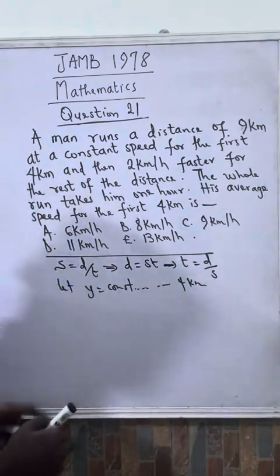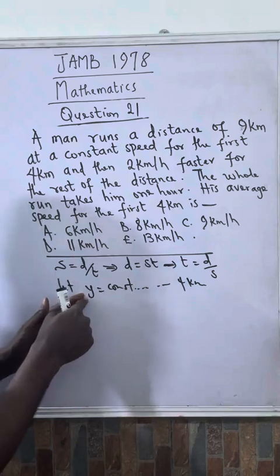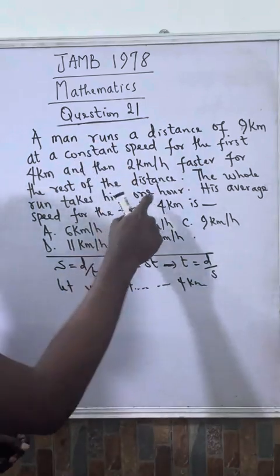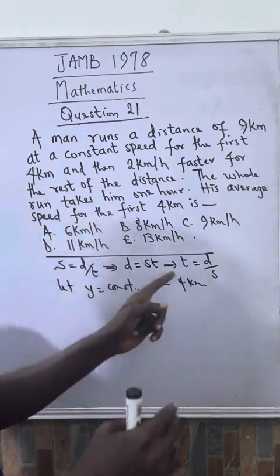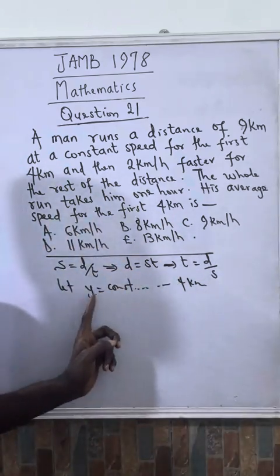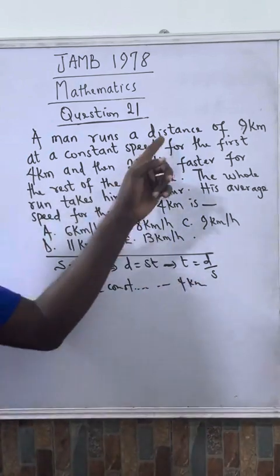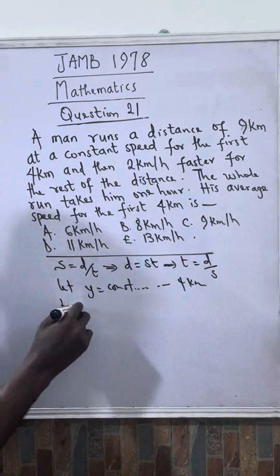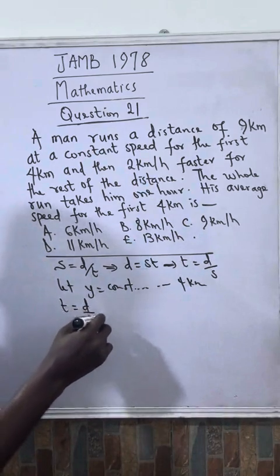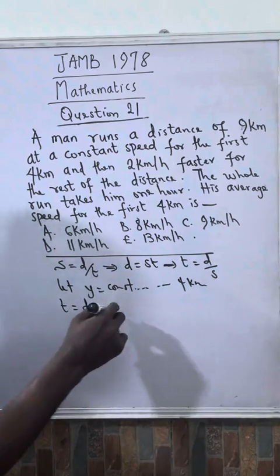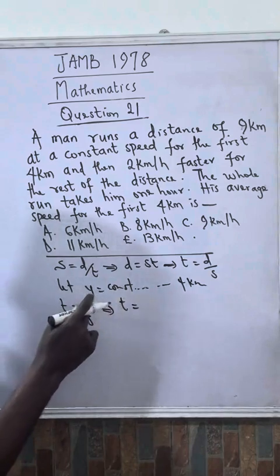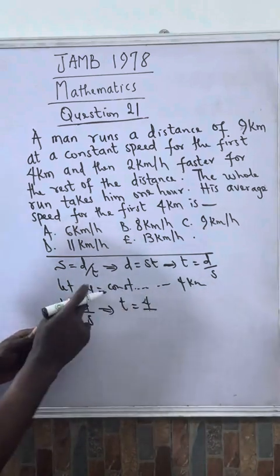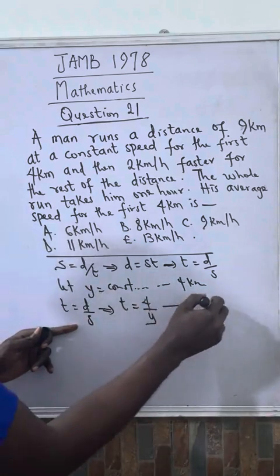Now, from there, I can use this y to write the time taken for the first 4 kilometers. Since they gave me 1 hour, this 1 hour is an advantage. So since we know that time is equal to distance all over speed, that simply means that for the first 4 kilometers, time will be equal to distance, which is 4, all over speed. We said that the speed should be y. So let me take this as equation 1.